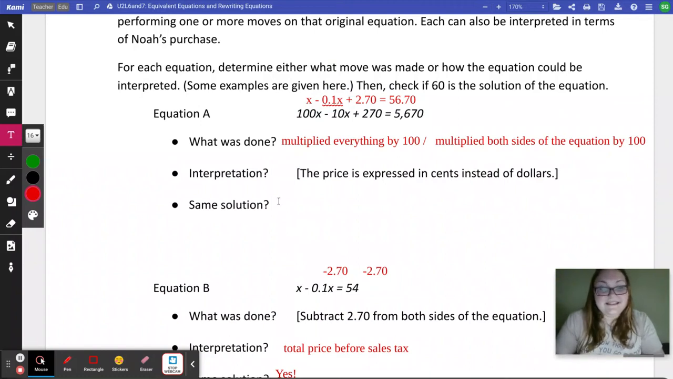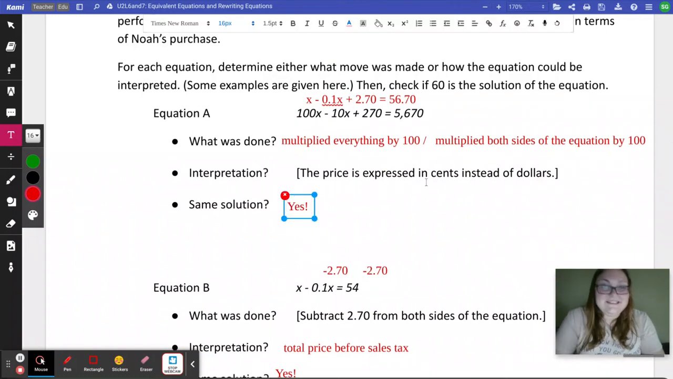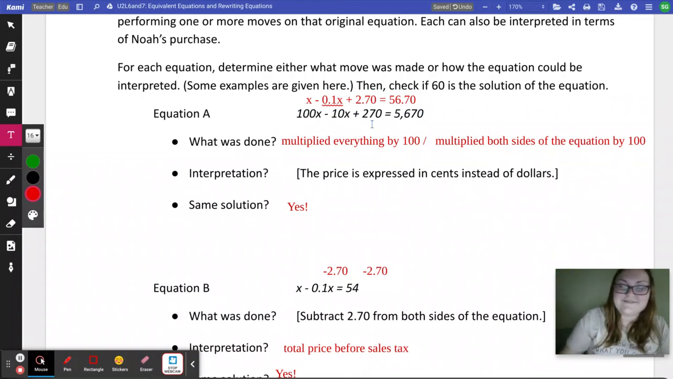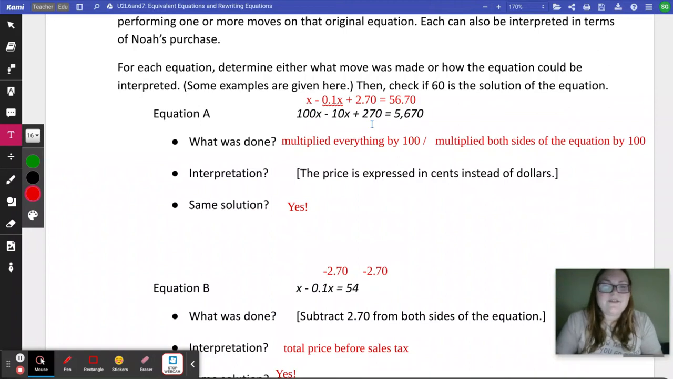The answer here is yes again. We could say that's $60 pair of jeans you were paying 5,670 cents for, or you can say you're paying $56.70. You can say you're paying $2.70 in sales tax, or you can say you're paying $270, or you could say 270 cents in sales tax. They're both talking about the same amount of money and the same pair of jean price. So here we've got the same solution, which means that they are also equivalent equations again.